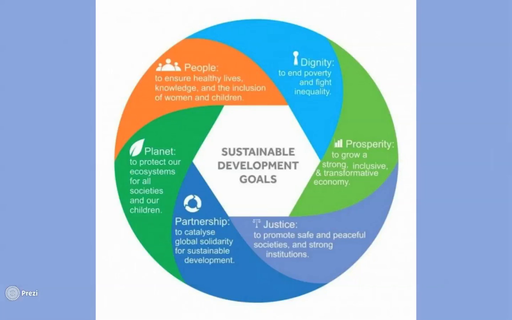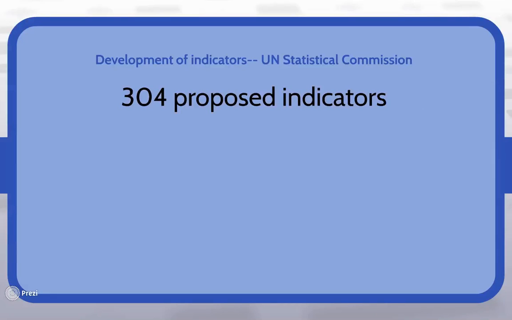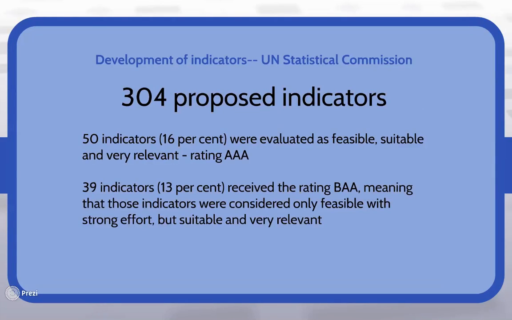A key task now is to develop effective and feasible indicators to measure the implementation of goals. Proposed indicators are currently being examined by the UN Statistical Commission in consultation with the national statistical agencies. So far, of 304 proposed indicators, only 50 were evaluated as being feasible, suitable and relevant. Another 39 could be feasible with a strong effort on data collection. Clearly, more work needs to be done on measurement to generate the data revolution needed to monitor the success of future goals. This is where we are right now.